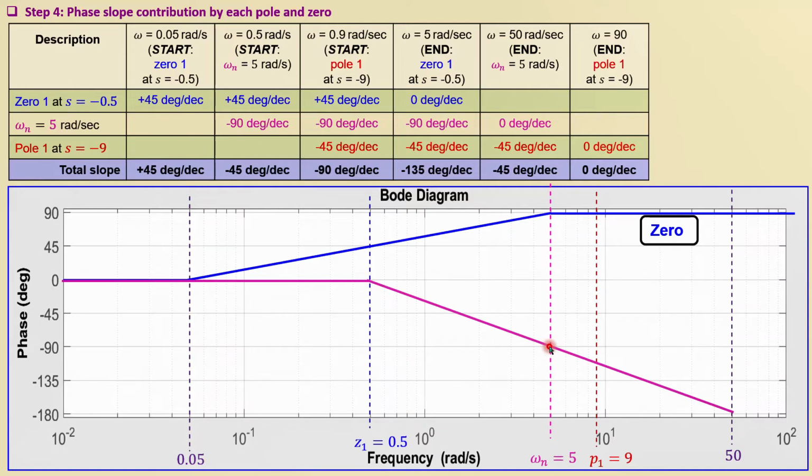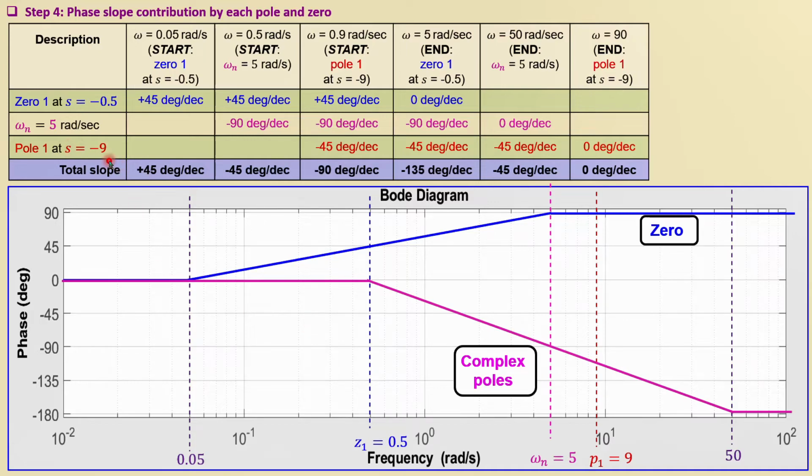You can see this is just 1 decade above in the frequency. I will go down by 90 degrees, which is according to this. And you will keep that slope. So again, from 5 to 50, you will go from minus 90 to minus 180. And then from 50, I have to have a slope of 0. So you can see it will now have a horizontal line. Okay, then this is for the complex poles.